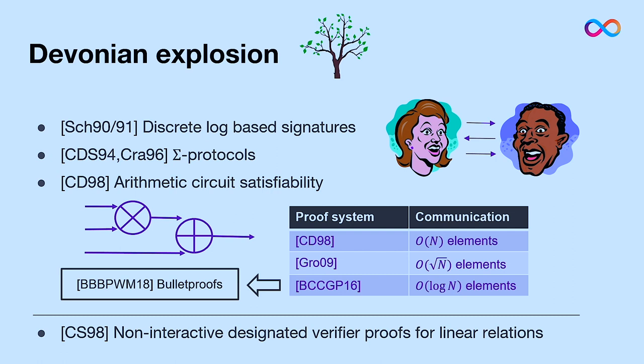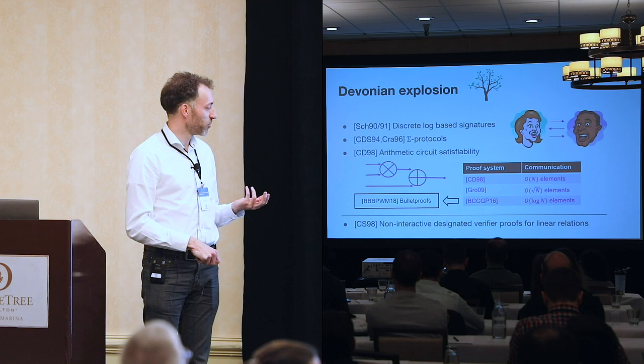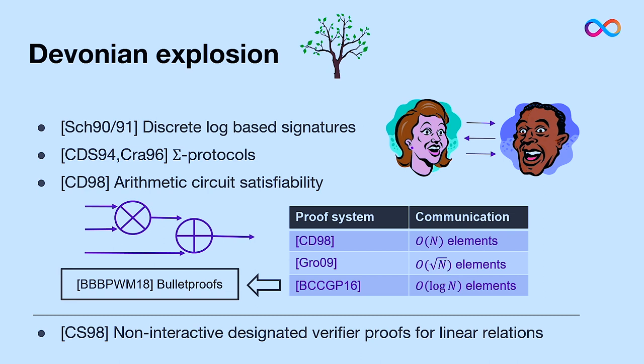So we went from square root n to a logarithmic number of group elements, and we kind of get Bulletproofs and all these kinds of things. I also wanted to throw in different proof models. There are also the nice designated-verifier proofs by Cramer-Shoup that were really useful in getting chosen-ciphertext attack security.